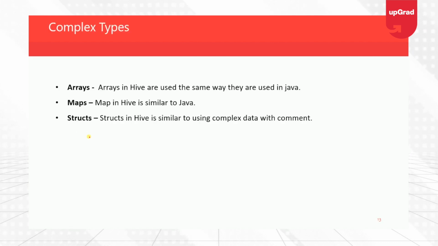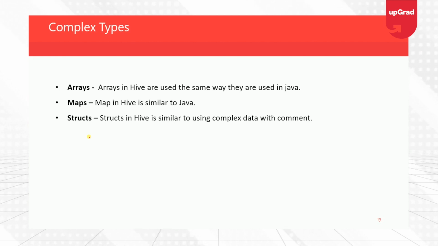Complex types. Complex types are further classified into arrays, maps, and structs. So an array is an ordered collection of similar types of fields that are indexable using zero-based integers. These are just like arrays in Java.